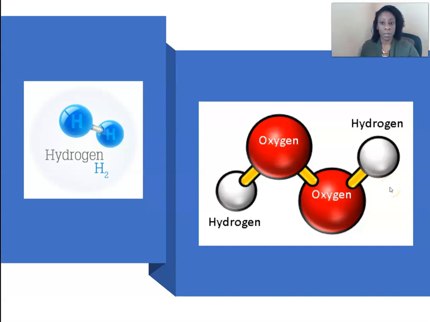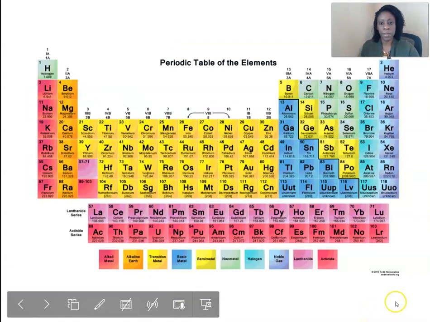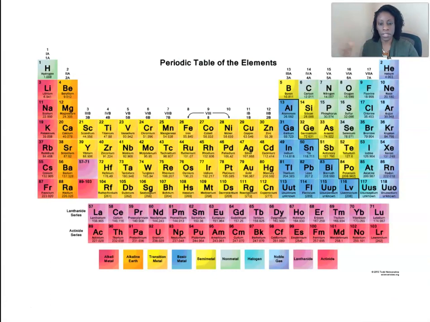Now, not all atoms form covalent bonds. Covalent bonds are used for nonmetal atoms and halogen atoms. So let's take a look at the periodic table to see what I'm talking about with nonmetals and halogens. Okay, so of course, different periodic tables are going to have different colors, just depending on what they're emphasizing.